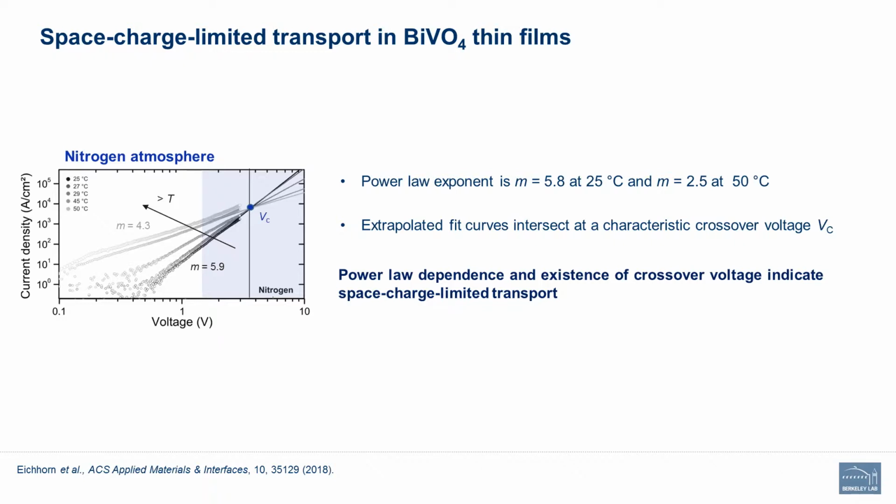Furthermore, we analyzed our data in the high bias regime, and we fitted a power law dependence. When we extrapolate these fits to higher voltages, we observe that these solid lines intersect at a characteristic voltage, the so-called crossover voltage. So this fact that we observe a power law dependence in combination with the crossover voltage shows us that we have space charge limited transport in BIVO films.